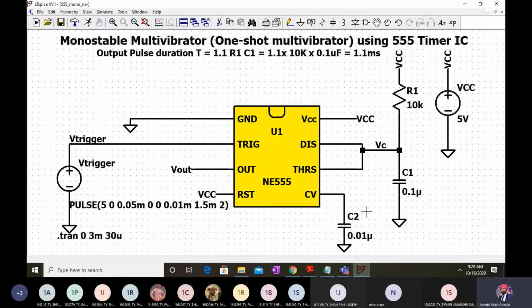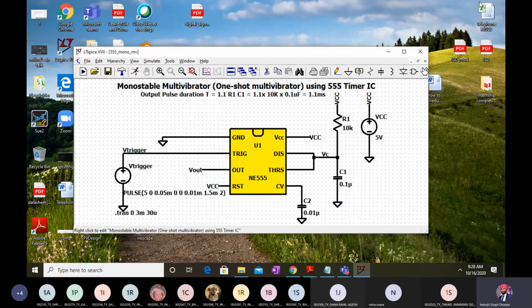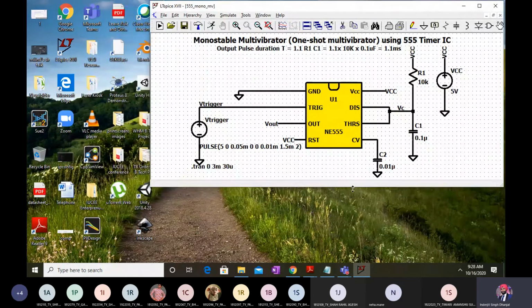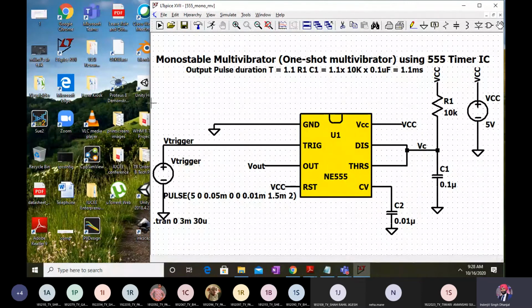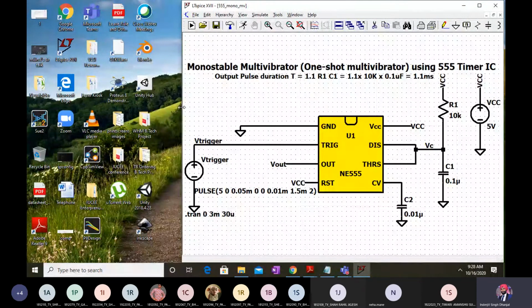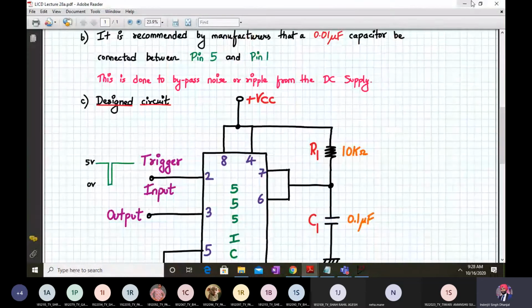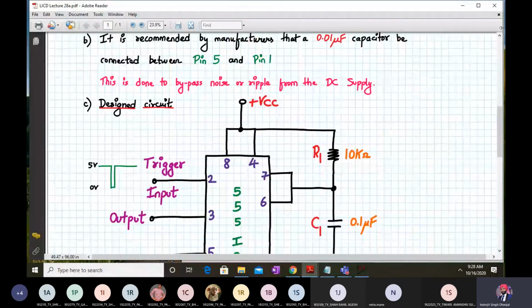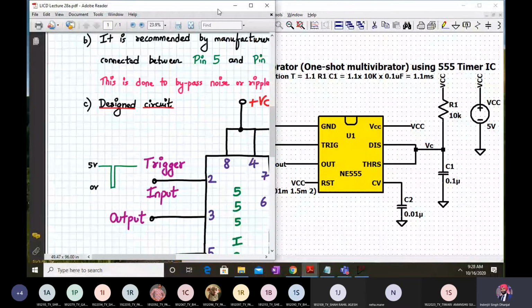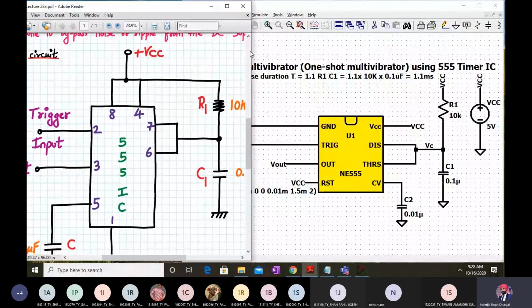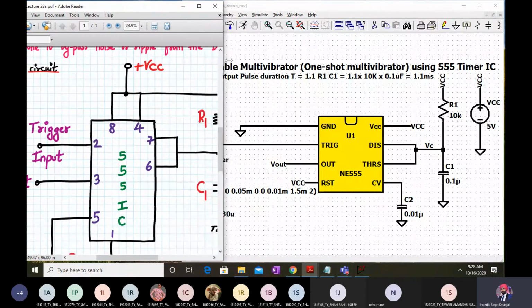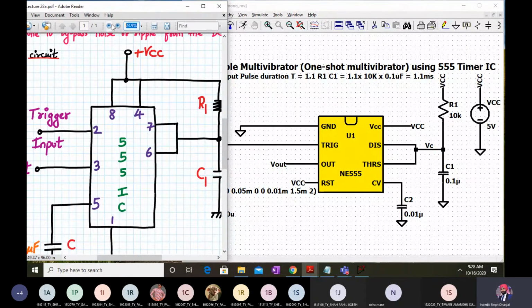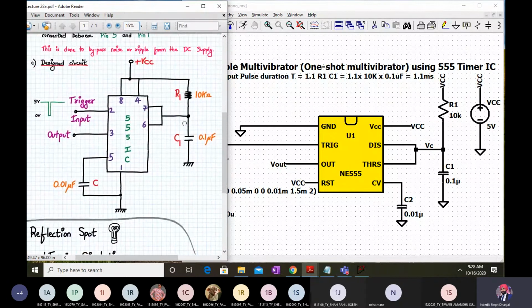So this is my ground, this is my 0.01 microfarad capacitor, and between my pin number 7 and 6 we have connected R1 and C1 externally. Now let me compare this with the diagram which we have drawn for the design. Now as you can see, this is my circuit. Orientation-wise it might be slightly different, but more or less it is the same. So this is my design circuit.